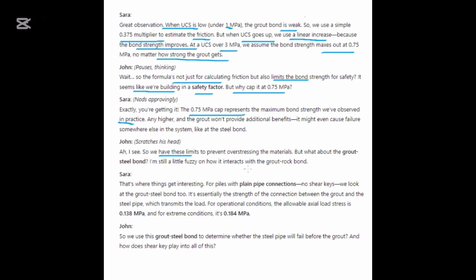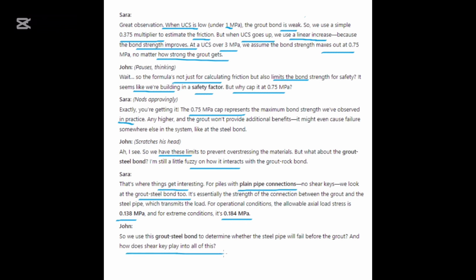But what about the grout steel bond? I'm still fuzzy about how it interacts with the grout rock bond. That's where things get interesting. For piles with plain pipe connections, no shear keys, we look at the grout steel bond too. It's essentially the strength of the connection between the grout and the steel pipe, which transmits the load. For operational conditions, the allowable axial load stress is 0.138, or for extreme, 0.184. So we use this grout steel bond to determine whether the steel pipe will fail before the grout.